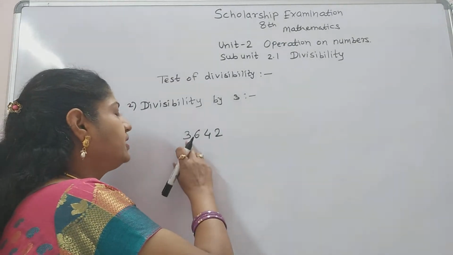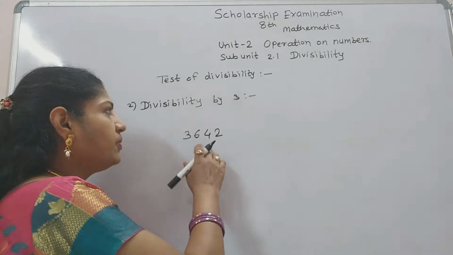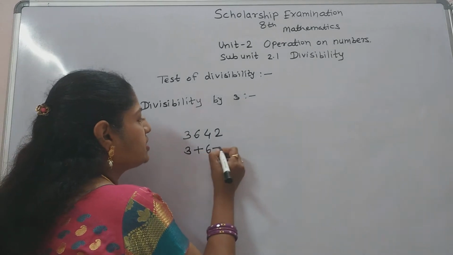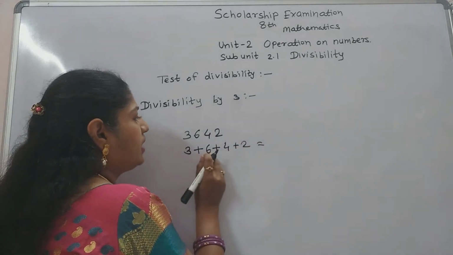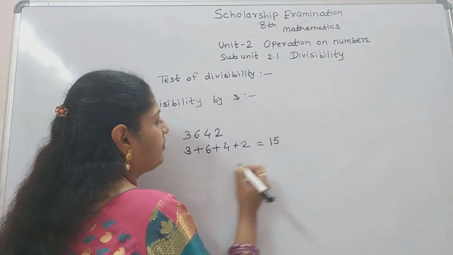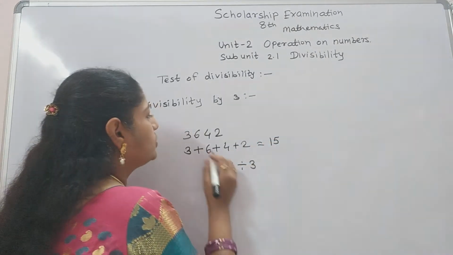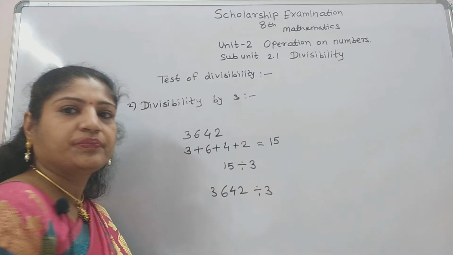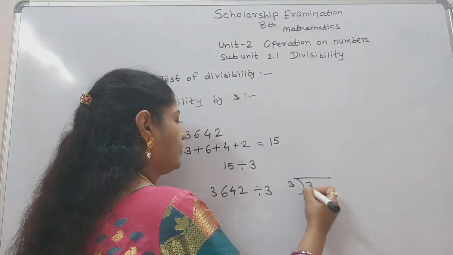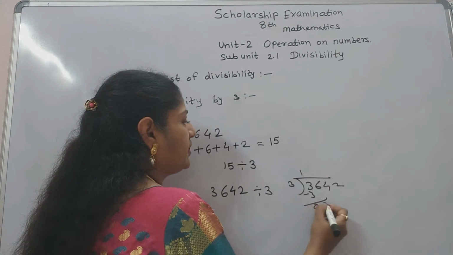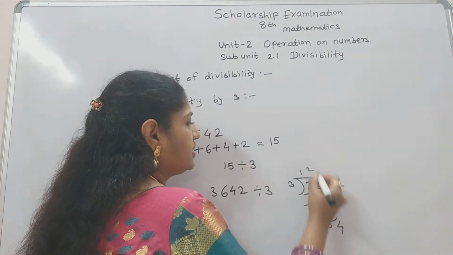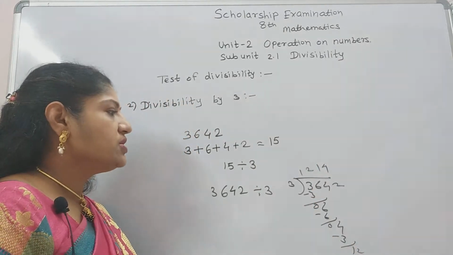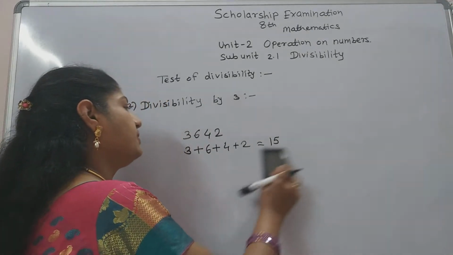Now, next example, 3642. Is this number divisible by 3? I add all digits: 3 plus 6 plus 4 plus 2, 9, 9 plus 6, 15, and 15 is divisible by 3. So, this number 3642 is divisible by 3. Check it. 3 ones are 3, 3 twos are 6, 3 ones are 3 and 3 fours are 12. So, 3642 is completely divisible by 3.